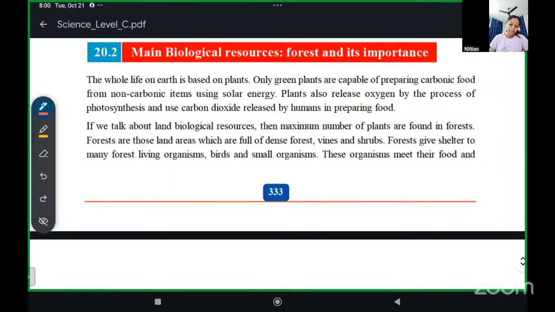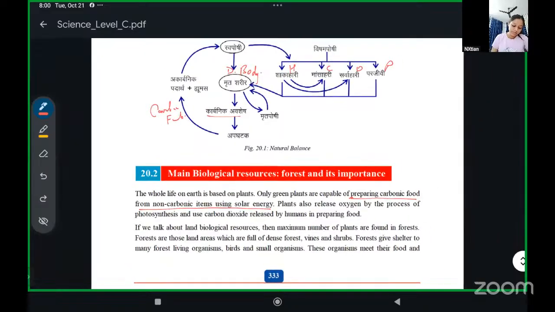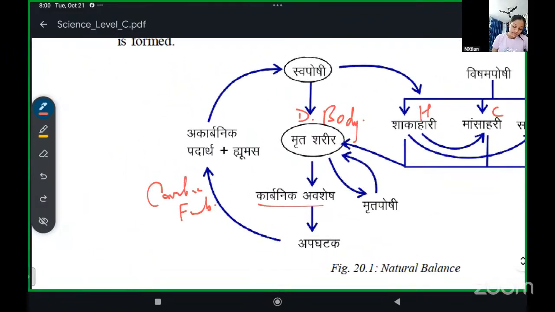Now, green plants are capable of preparing carbonic food from non carbonic items using solar energy. This is non carbonic items plus humus.